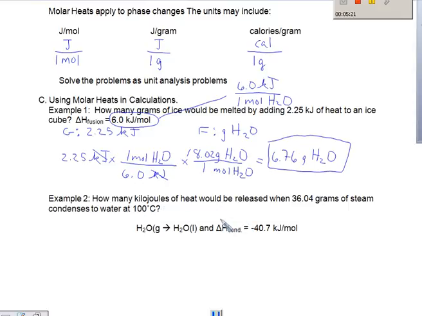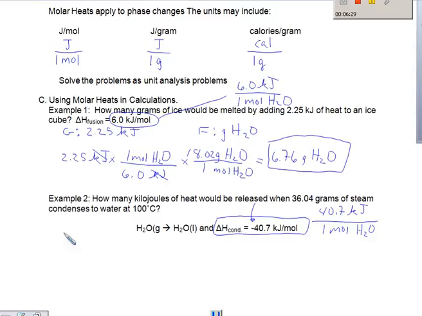Right here, what they've done is they've given you the heat of condensation, so you should see this as requiring 40.7 kilojoules for every 1 mole of H2O. Now, here this has a negative sign. The released indicates the negative sign here. Since we're going to be looking for heat released, we're going to drop the negative sign. So let's go ahead and do this.